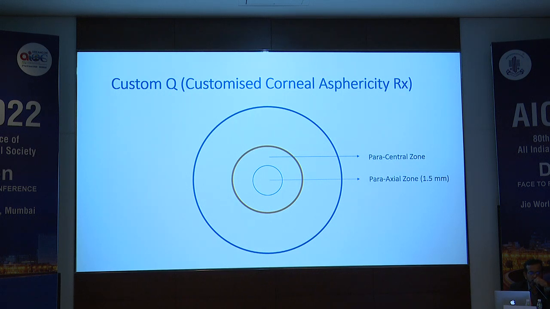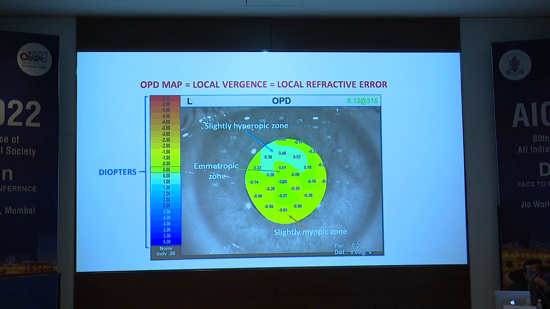Basically, in the center, you have the pupil outlined by the brown ring. So there are two zones in that. One is the paraaxial zone of 1.5 millimeters, also the one which is most referred to in the Gaussian profile. So when you put this patient on an autorefractometer, when you put him in an IOL master, the refraction that you get is always from the central 1.5 millimeter zone. And in the periphery is the paracentral zone. Now look at this a little more closely.